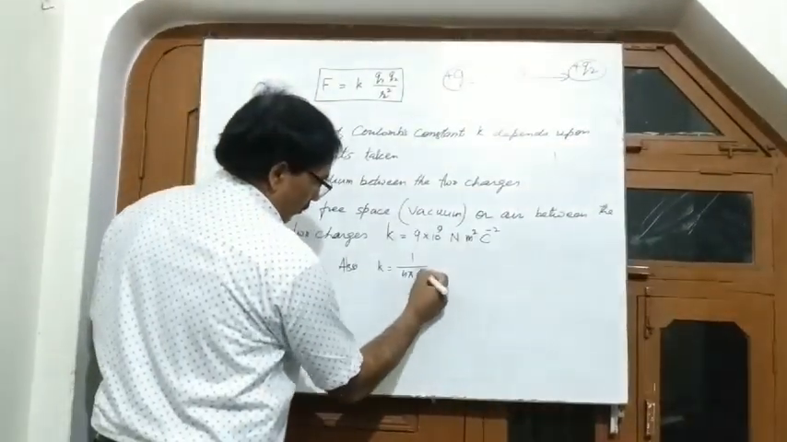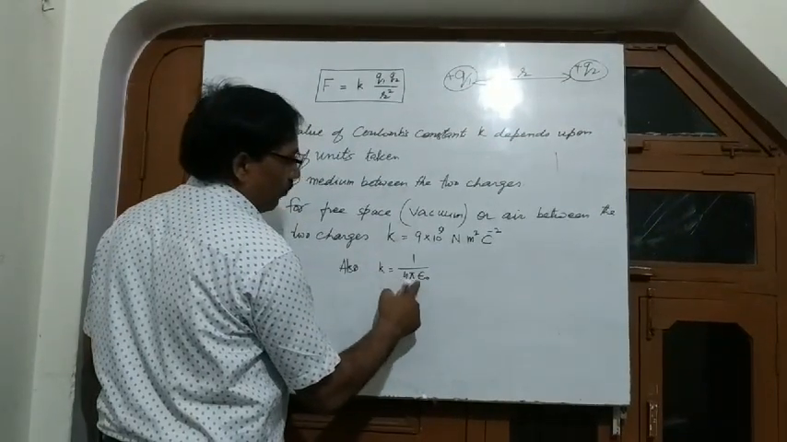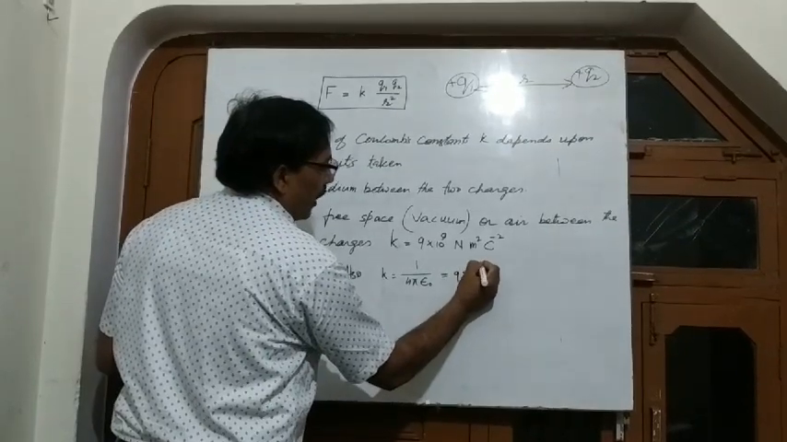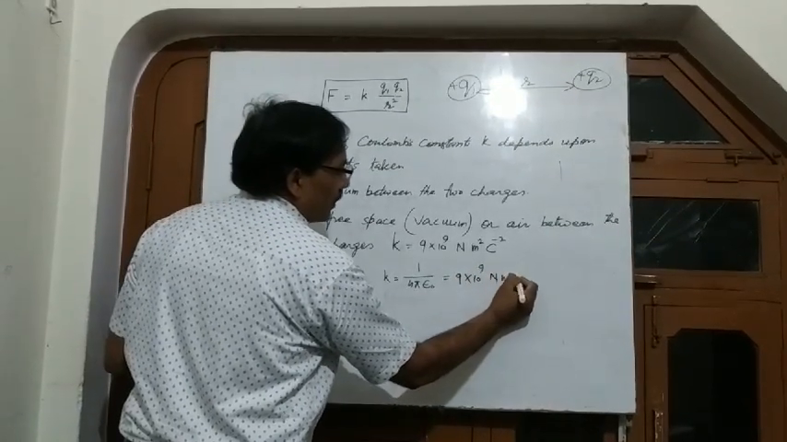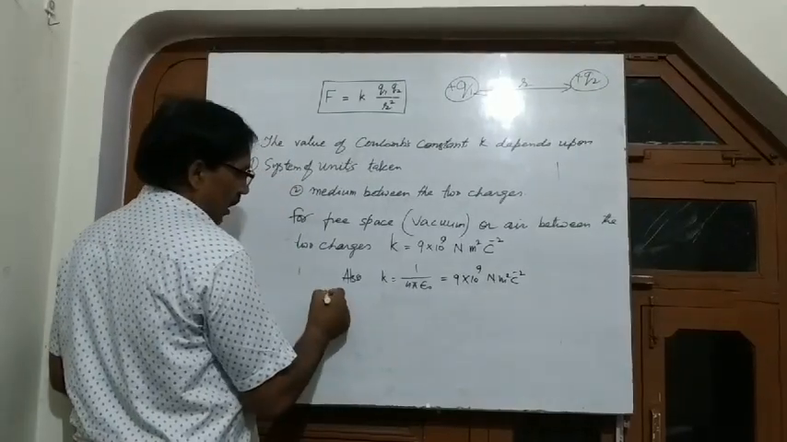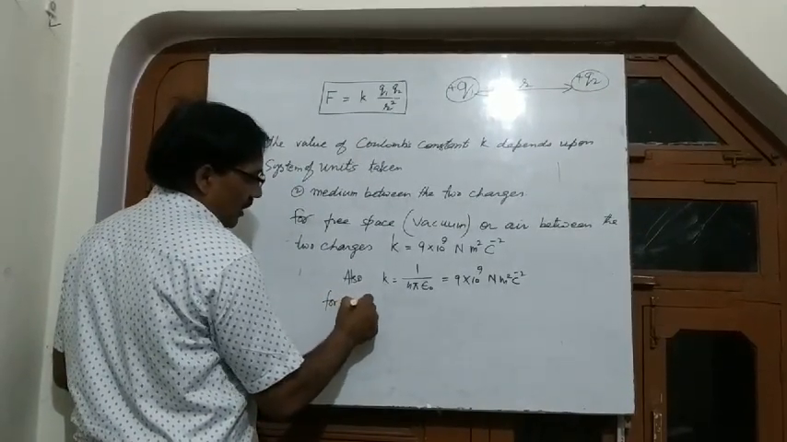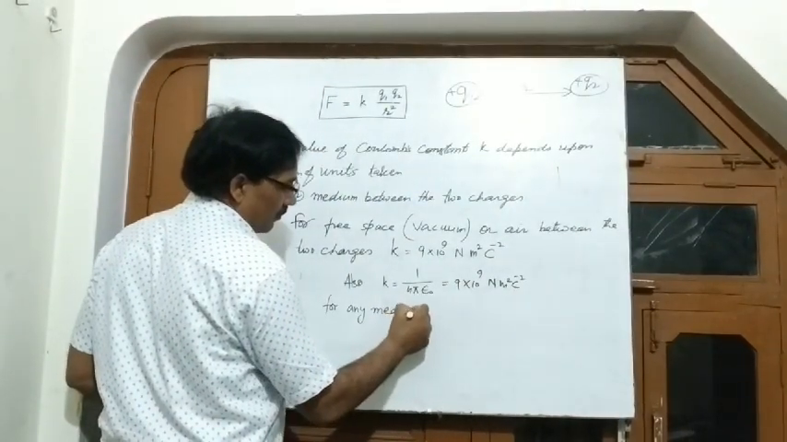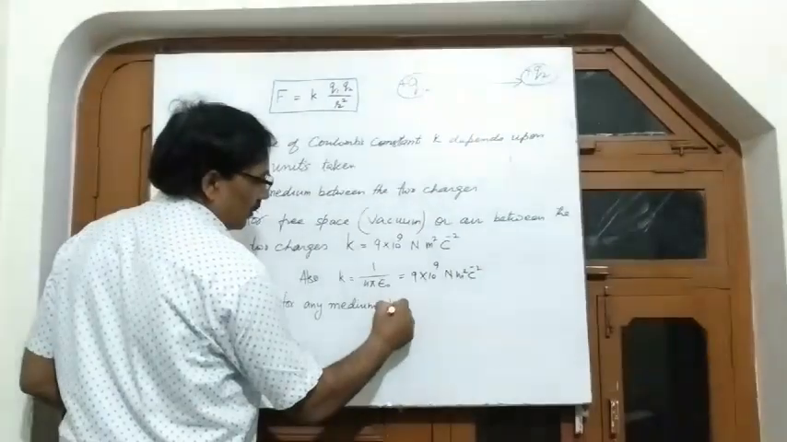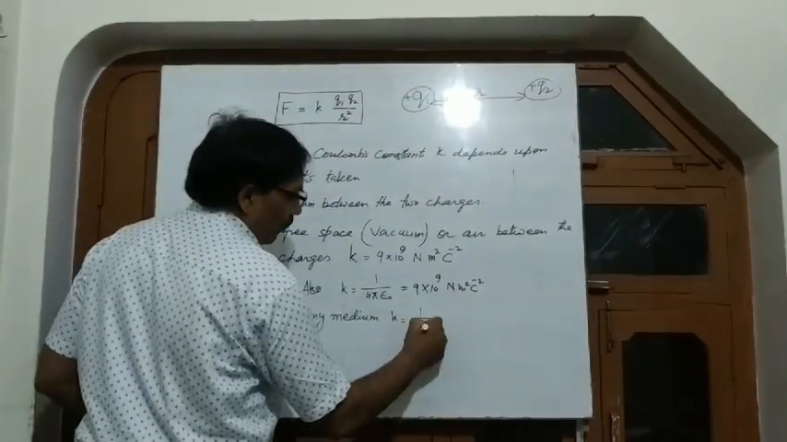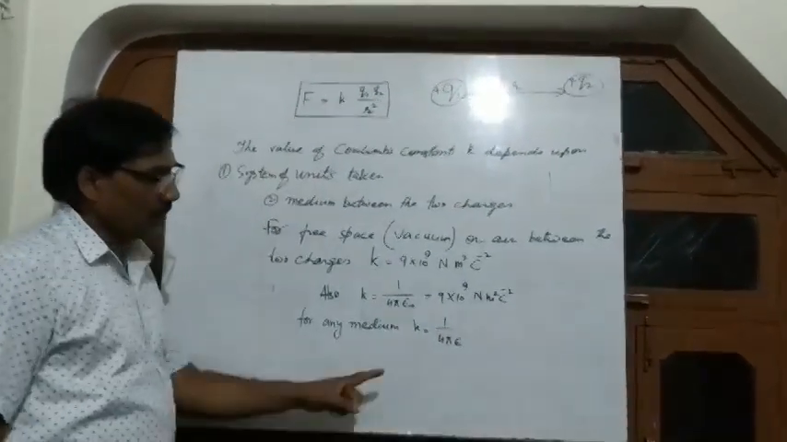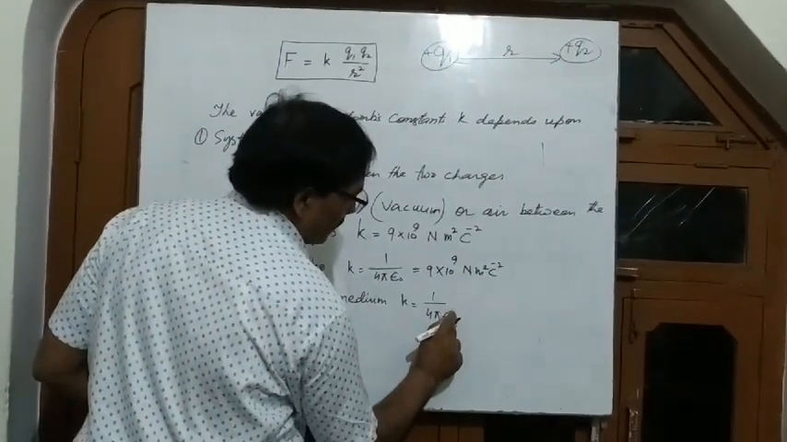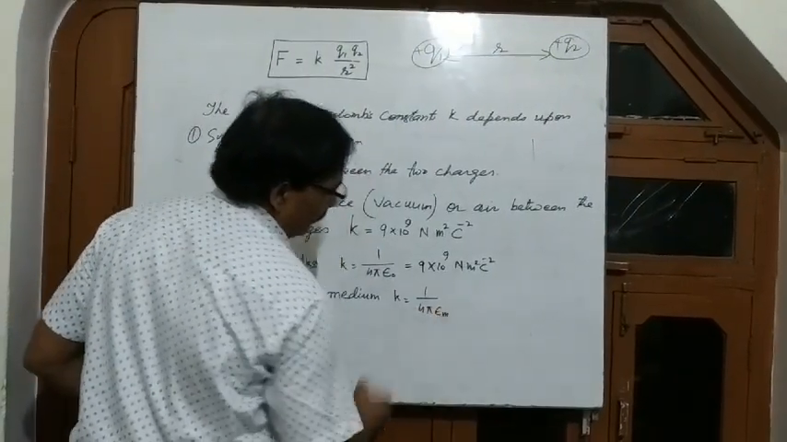And of course, for free space K is equal to 1 by 4 pi epsilon naught, and its value is 9 into 10 power 9 Newton meter square per coulomb square. And for any other medium, we write K is equal to 1 by 4 pi epsilon. Epsilon, sometimes we write as epsilon m. Epsilon m means permittivity of the medium.